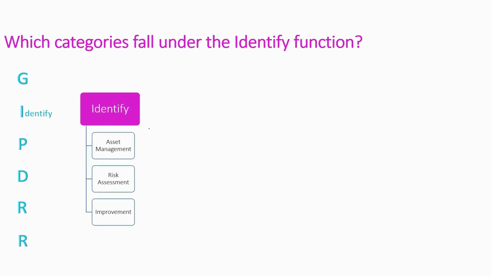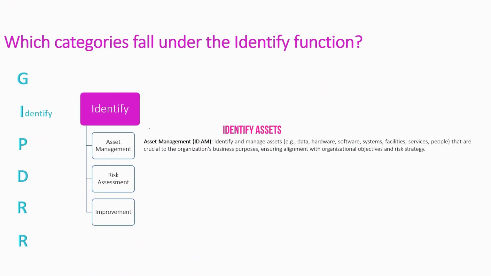Here we have a total of 3 categories. First category is about asset management. It requires identification and management of key assets to ensure they support the organization's goals and risk plans. Here, asset includes data, hardware, software, systems, facilities, services and people. We will understand how to manage each asset when we discuss the subcategories under it.